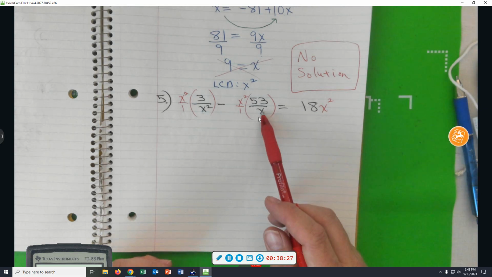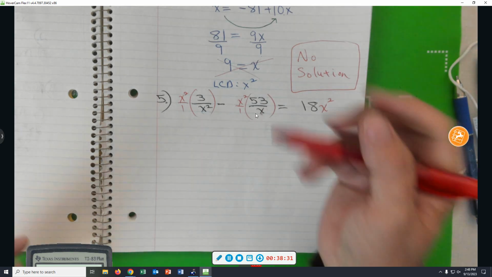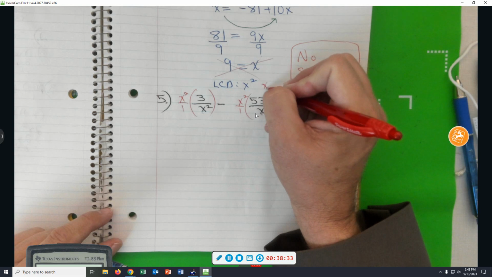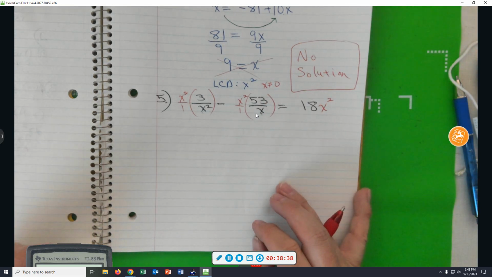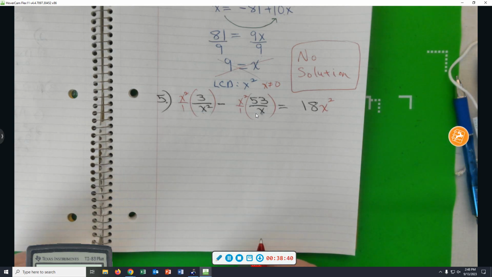If you put in x equals 0, wouldn't you have 53 over 0? That's the unacceptable answer. So we better not get 0. We're going to go through and solve, and we better not get a 0 as our final answer. We'll have to cross it out.